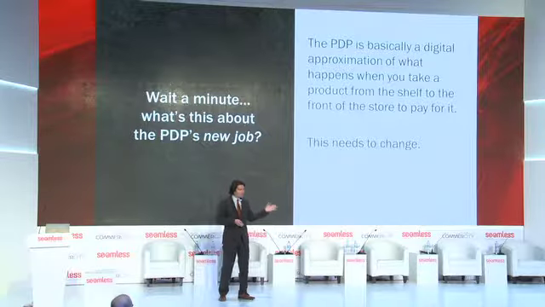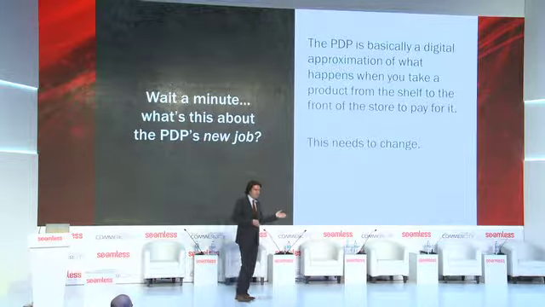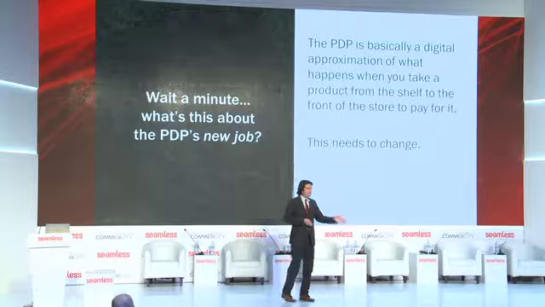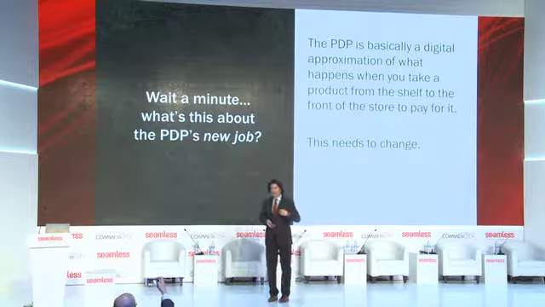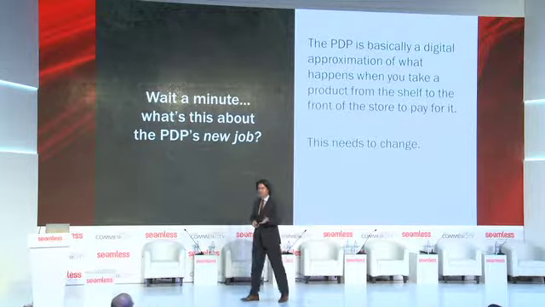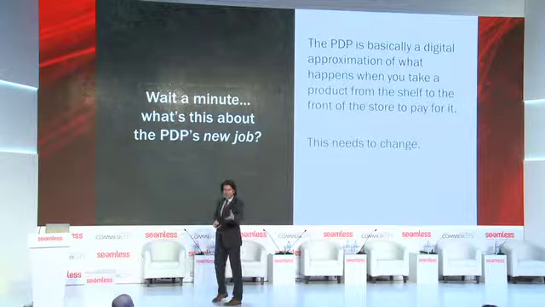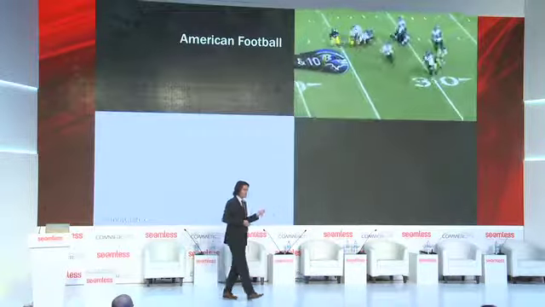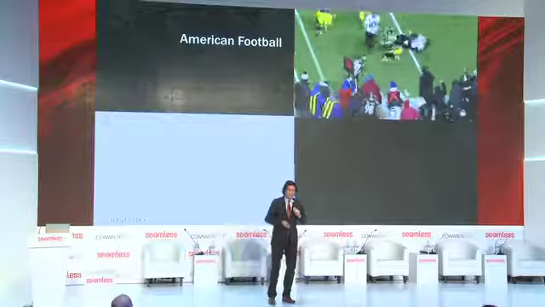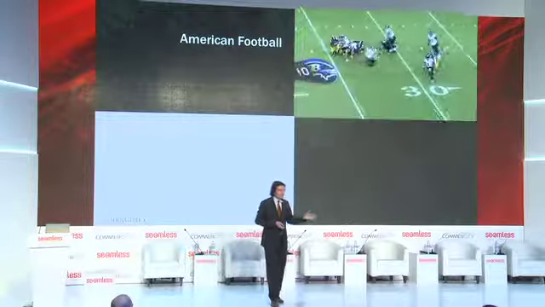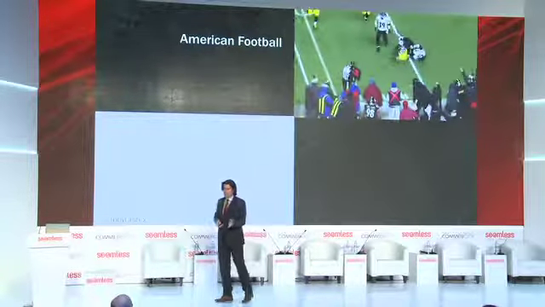So we talked about the product detail page's new job. What exactly are we talking about? Well, the product detail page is that online approximation of what happens when you take a product from the shelf to the front of the store. And the way it needs to change has an analogy in American football and in soccer. In American football, the action starts and stops along with the clock.